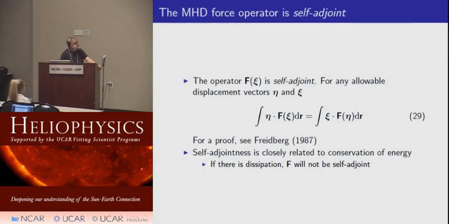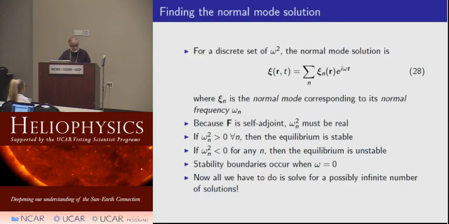So, if there is dissipation, F will not be self-adjoint. This is where ideal MHD really, really helps. But with that property, you can do a lot, okay?